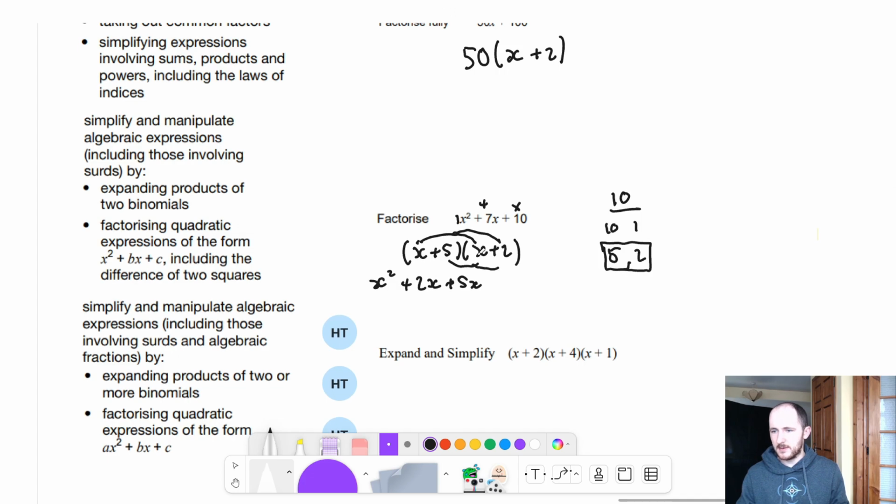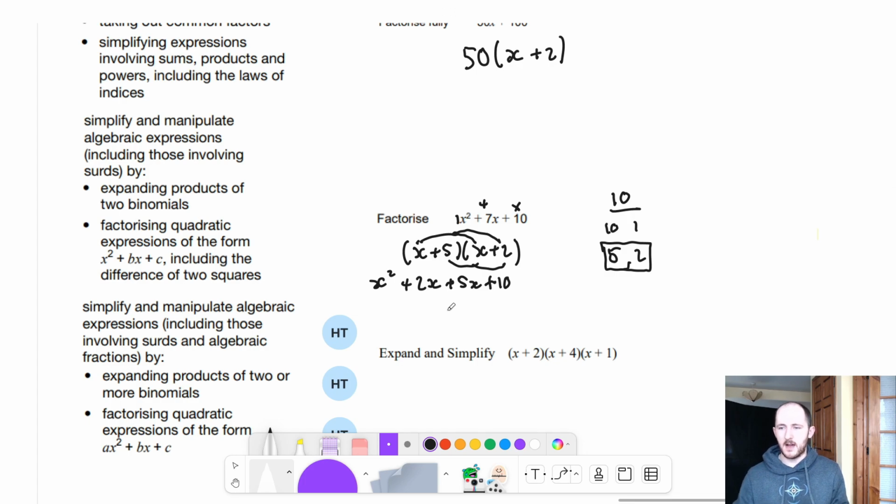And then 5 times 2, which is 10. So the thing that I'm going to kind of remind you of is that whenever you expand double brackets, you should get 4 terms here. But if you notice, I actually have 2 lots of x. I have 2x and 5x. That means I'm able to collect like terms.